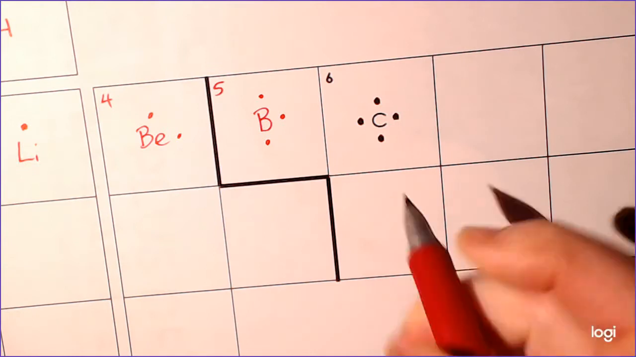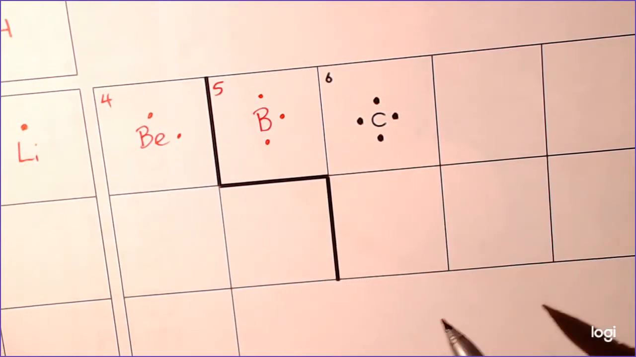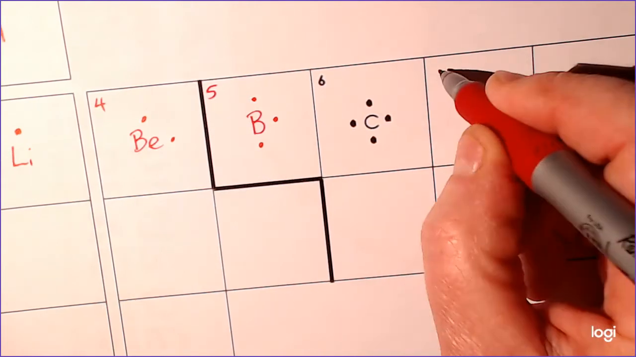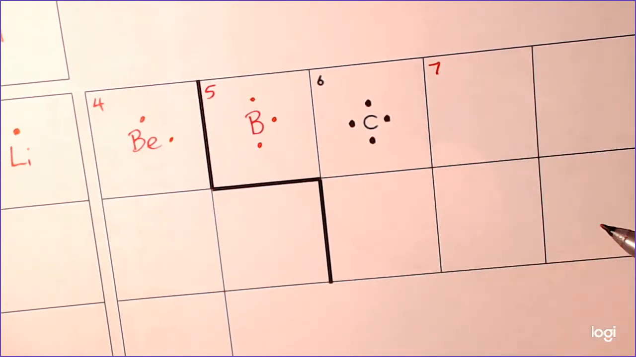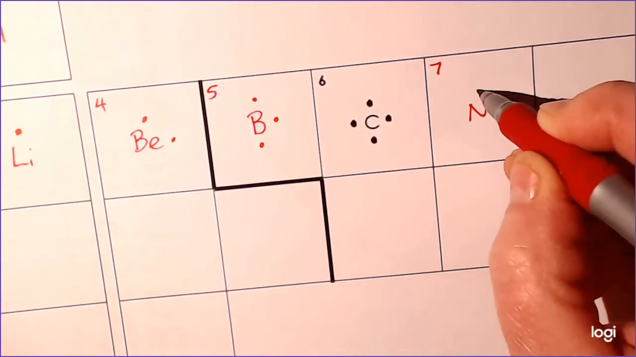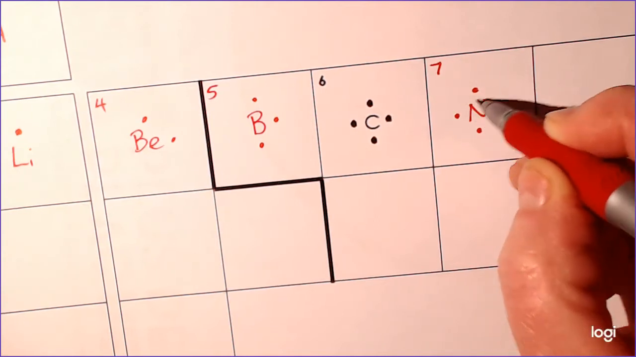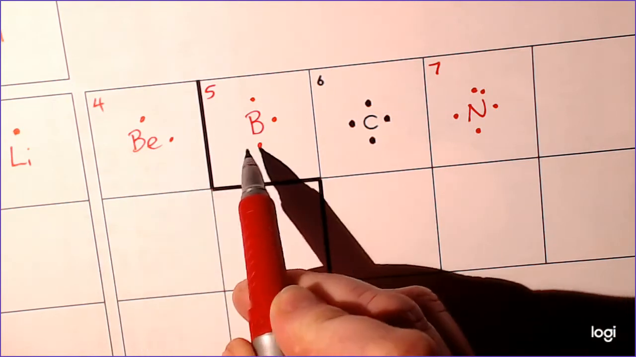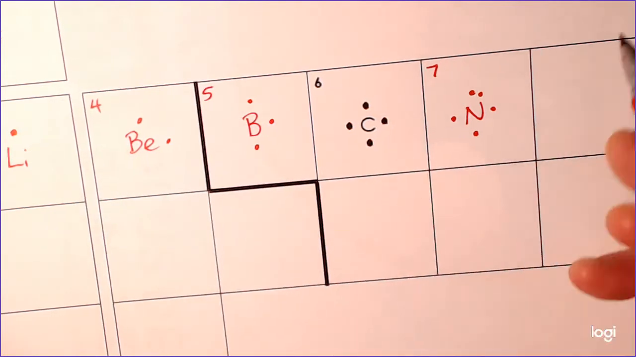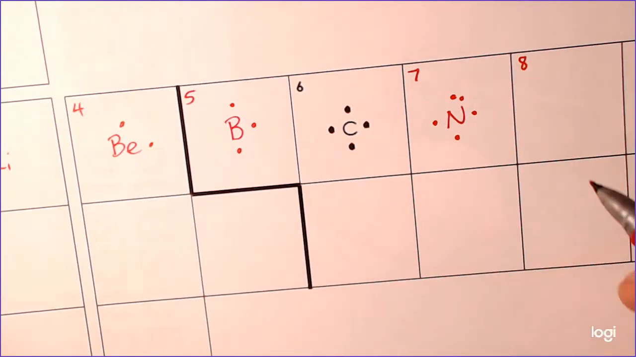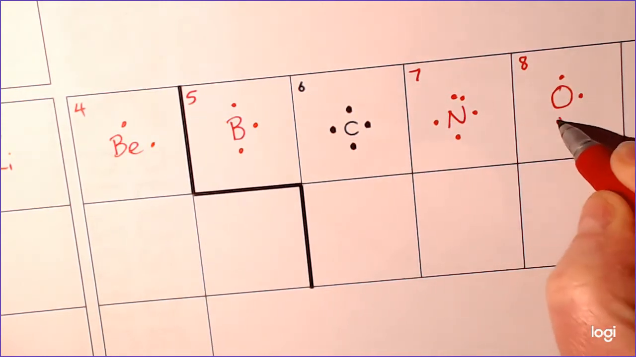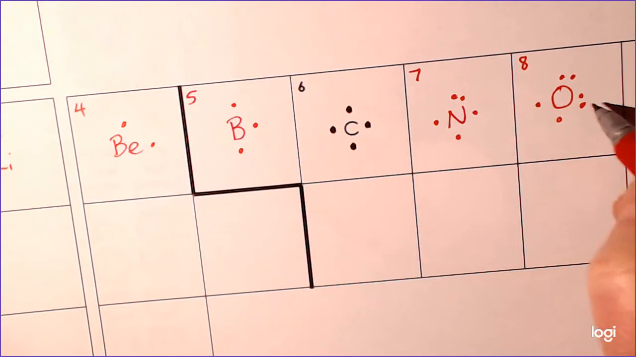All right, we've got our carbon in here. This is already in here because a lot of times this is an assignment in class. So number 7, we've got our nitrogen. And 1, 2, 3, 4, 5. So you can see the pattern across here. 1 electron, 2 electrons, 3 electrons, 4 electrons, 5 electrons. Our next guy here is going to be our oxygen. 1, 2, 3, 4, 5, 6.